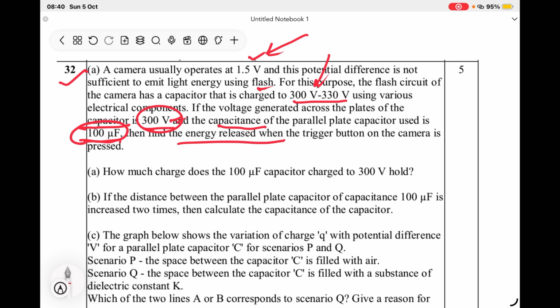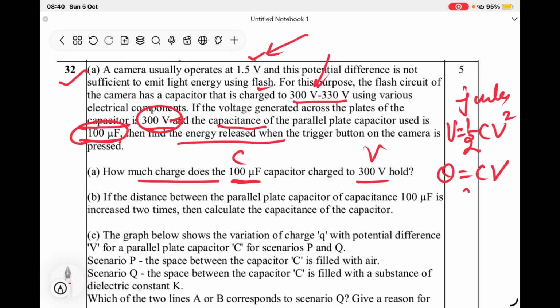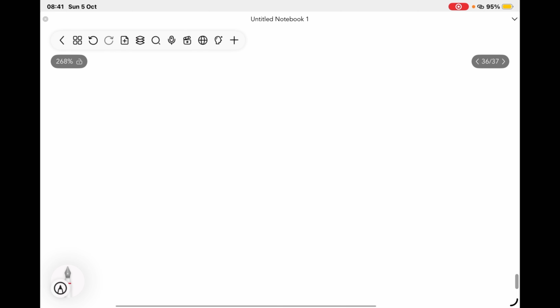Find the energy released. One question is this: find the energy. So you can use half CV squared. You can also calculate how much charge the capacitor holds: this is C, this is V, so charge is CV. You should report energy in joules, charge in coulombs. If the distance between the plates of the parallel plate capacitor is increased 2 times, then what will be the capacitance? Earlier the capacitance is given as 100 microfarad, and now the distance is increased twice.